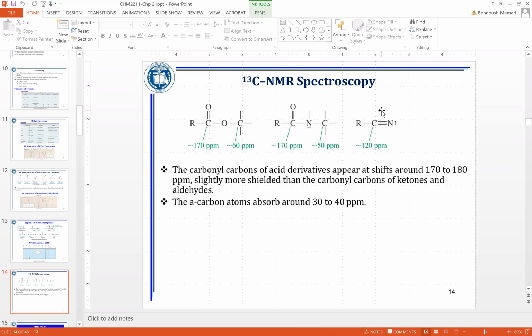For carbon-13 spectroscopy, the carbonyl group would appear higher than 160, between 160 and 200. And the other carbons depend on how deshielded they are. The more deshielded, the higher the number at which they will appear.